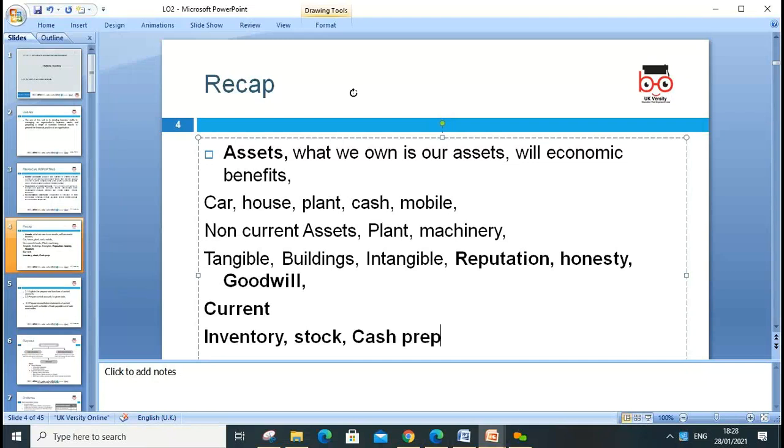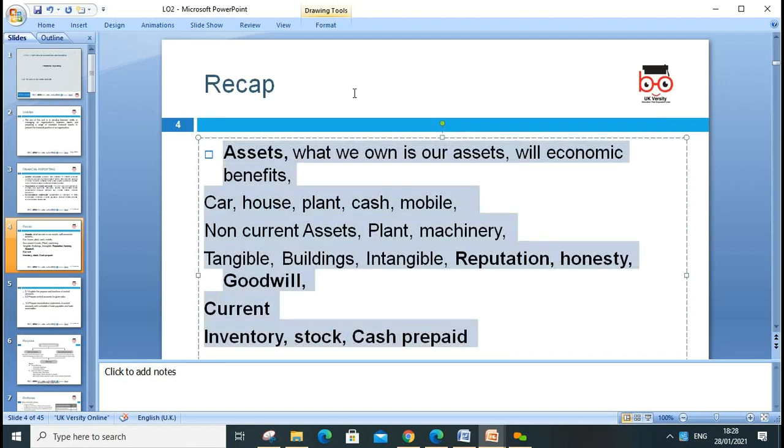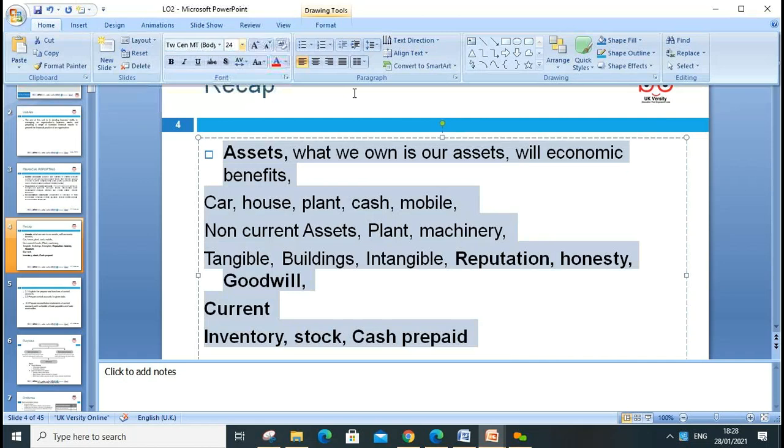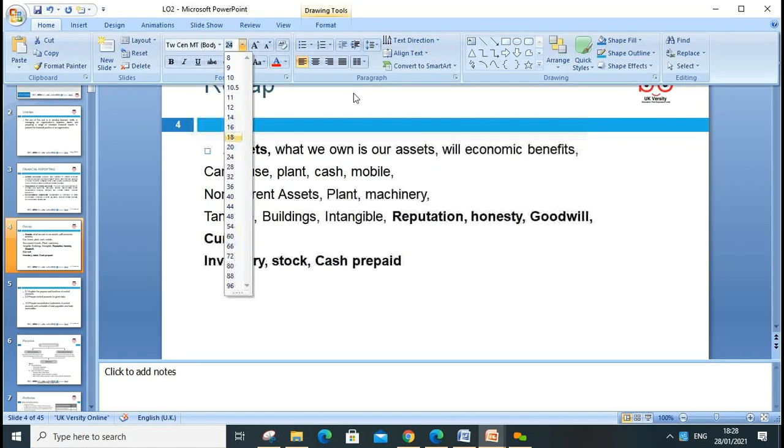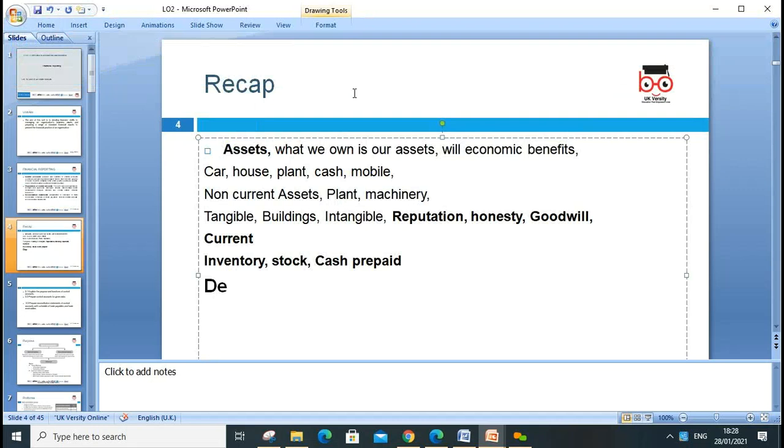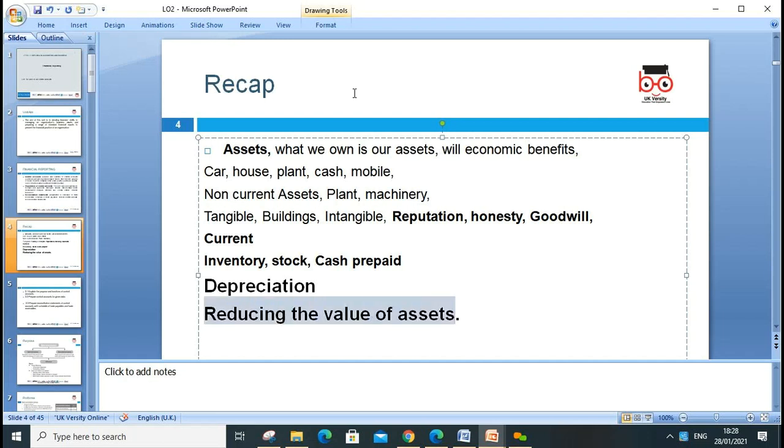We learned about cash, prepaid expenses, and we also discussed depreciation in yesterday's lesson. Do we remember what is meant by depreciation? Depreciation means reducing the value of the asset. So if you bought something for £100, maybe it's £90 now, so the £10 is depreciation.